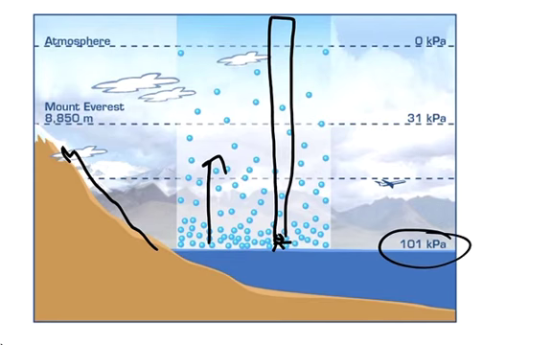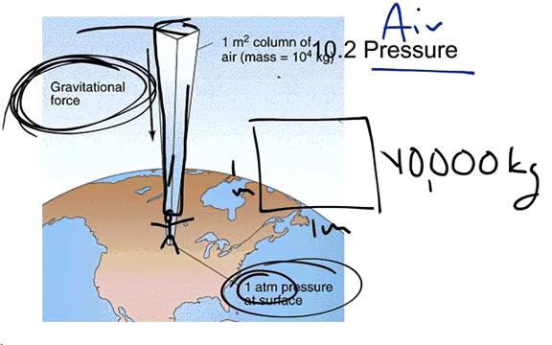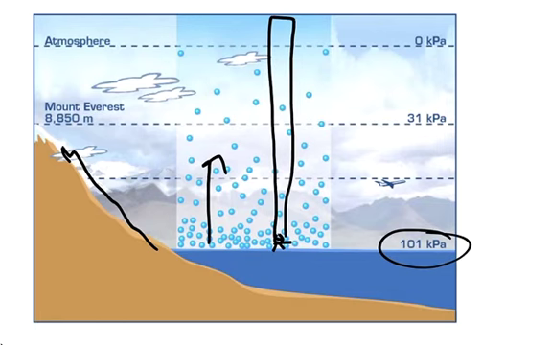Notice at sea level, our standard pressure is 101 kilopascals. So you'll notice different units than we were talking about over here. They were talking about atmospheres and kilograms. Now we're talking about kilopascals. At Mount Everest, the pressure is 31 kilopascals.